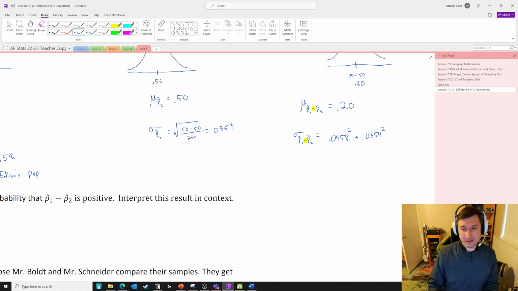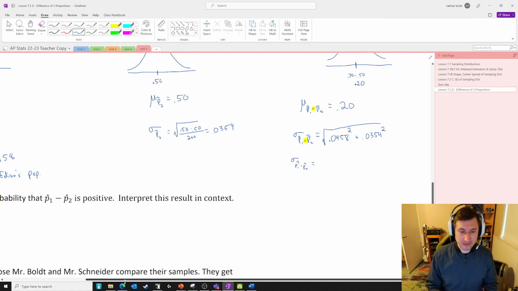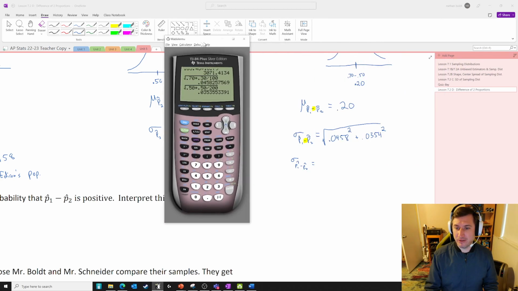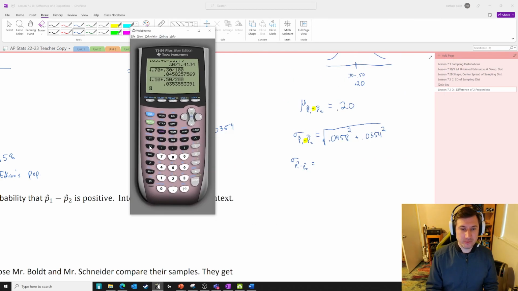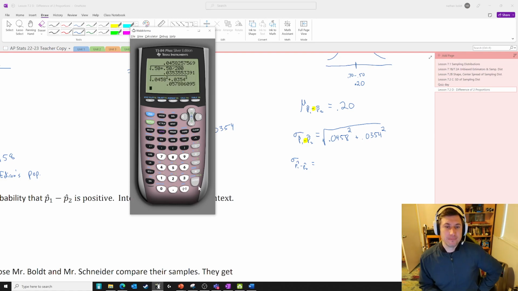But of course, I don't want the variance, so I square root it to turn it back into a standard deviation. All right, so there's my formula there. So I have sigma of P1 hat minus P2 hat is now equal to, I got to type all of that in. All right, so we got the square root of 0.0458 squared plus 0.0354 squared. And I get 0.058.